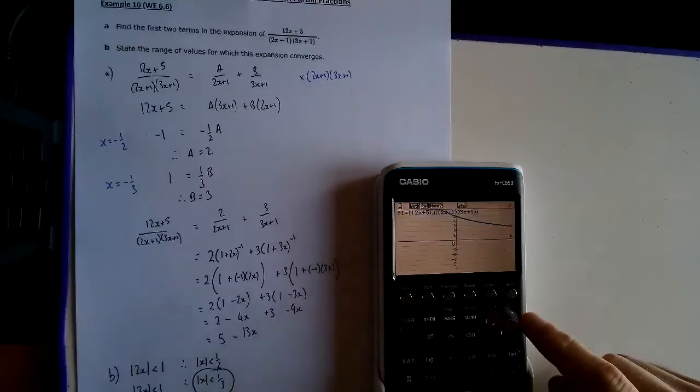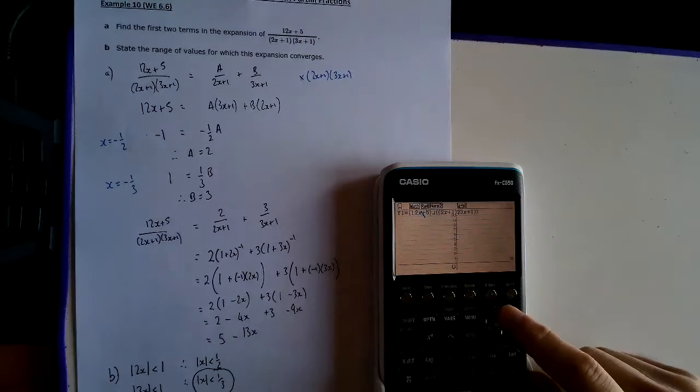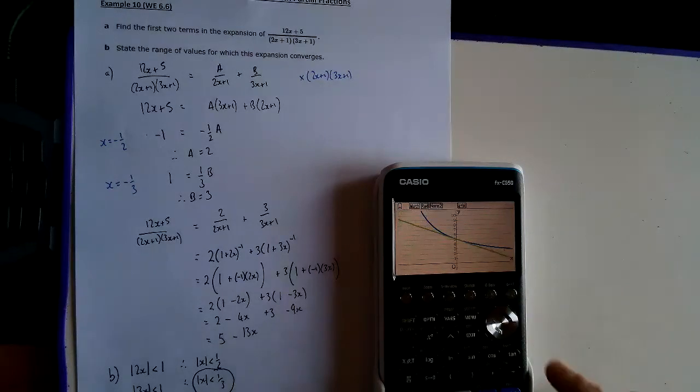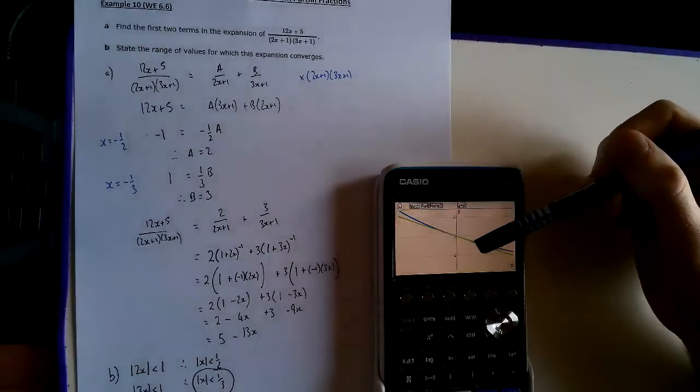And hopefully, you should be able to see that the blue and the green are quite close by. However, if I zoom out, they're going to start getting further away from each other, and the green's going to look nothing like the blue. So it's only like the blue between minus a third and a third. Now, if I keep zooming in, you should see that there's a region where they're pretty much identical.